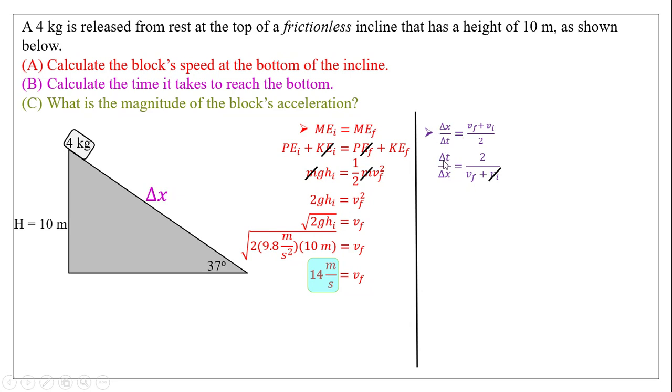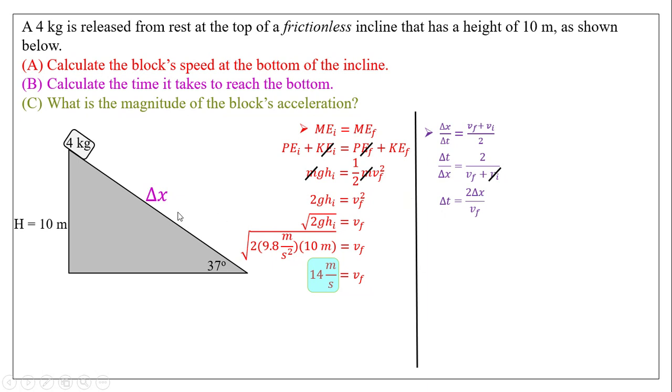To get delta t by itself, I need to get rid of this delta x by multiplying both sides, so it's going to look like this. Or I can just move delta x up and multiply that by 2, which is what I'm doing, okay? So delta t is equal to 2 delta x over VF. Well, we know what VF is, right? We found VF is 14 already. We don't know what delta x is, though.